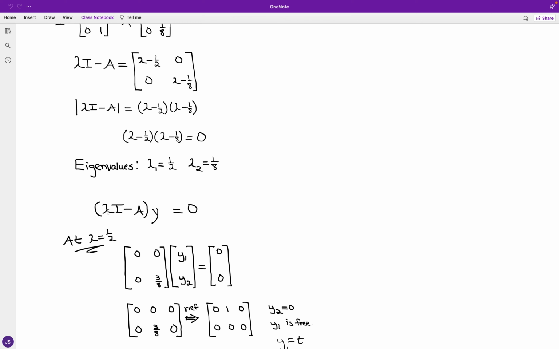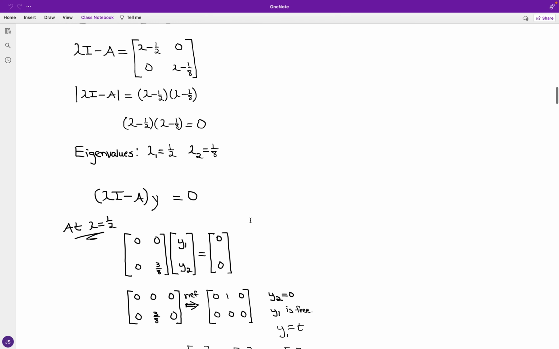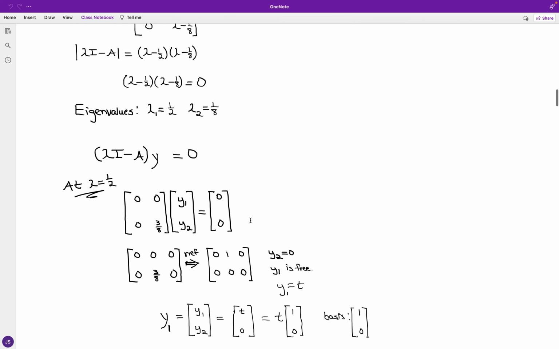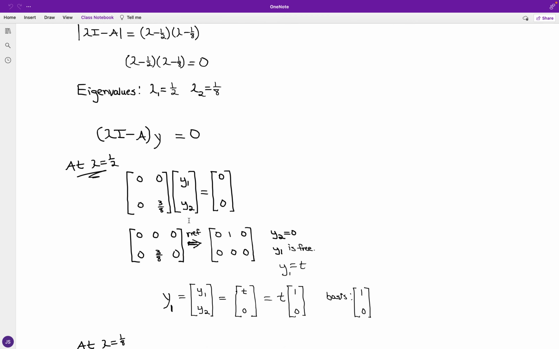by the zero product property, we have our eigenvalues at 1/2 as well as 1/8. Going back to the setup for determining the eigenvectors, looking at the first eigenvector, we set lambda equal to the first eigenvalue at 1/2. Then for lambda I minus A we have 0, 0, 0, 3/8, times the first eigenvector, equal to 0 represented by the 2 by 1 array of zeros, and we express this in augmented matrix terms.